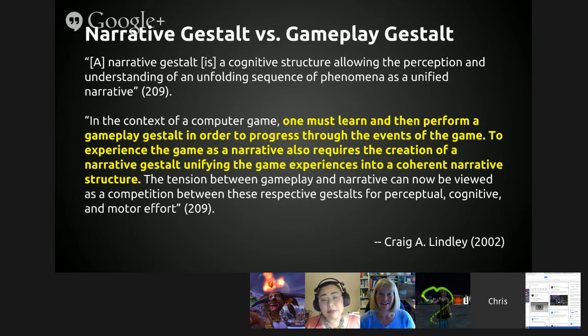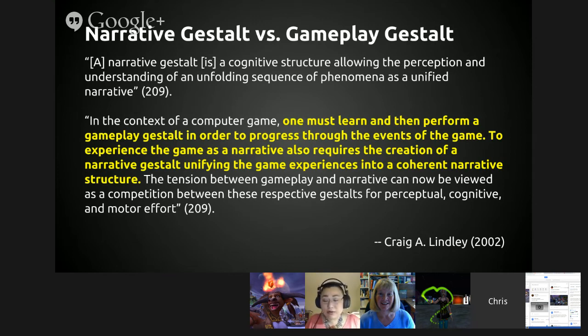And in the context of a computer game, one must learn and then perform a gameplay gestalt in order to progress through the events of the game. To experience the game as a narrative also requires the creation of a narrative gestalt, unifying the game experiences into a coherent narrative structure. So he is saying that we are applying our cognition while we're playing the game. We are applying our narrative function to sync those events together to make sense of what we're looking at. So the tension between gameplay and narrative can now be viewed as a competition between those respective gestalts for perceptual, cognitive, and motor effort.